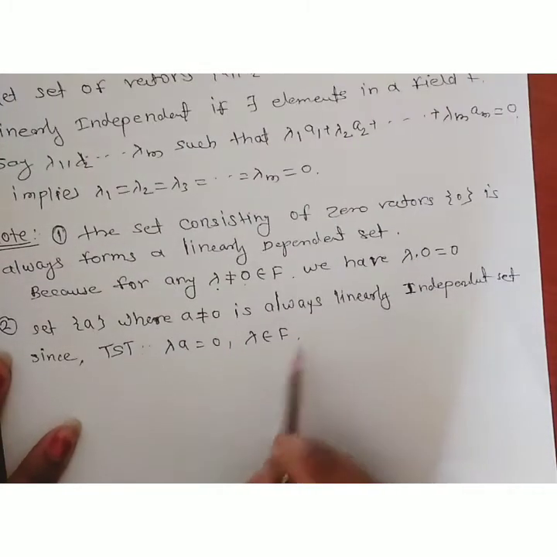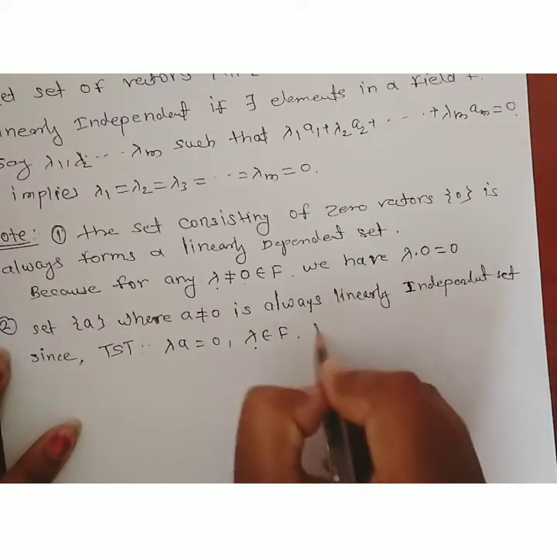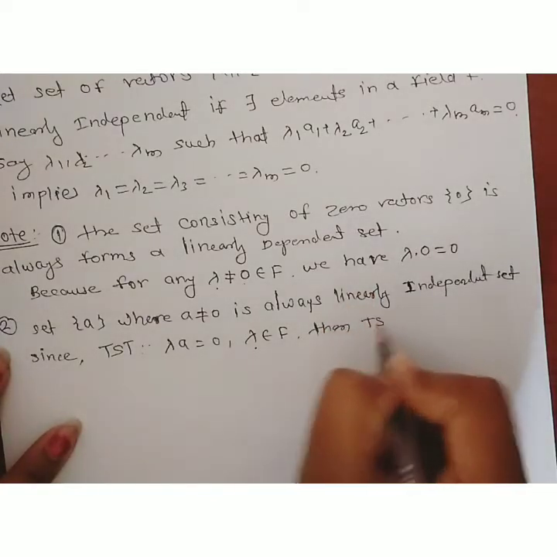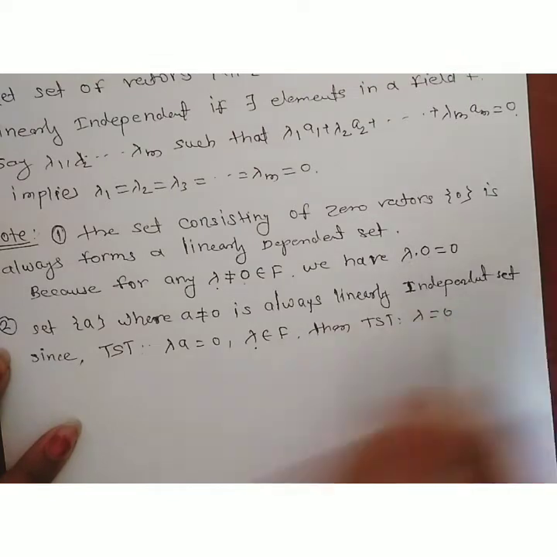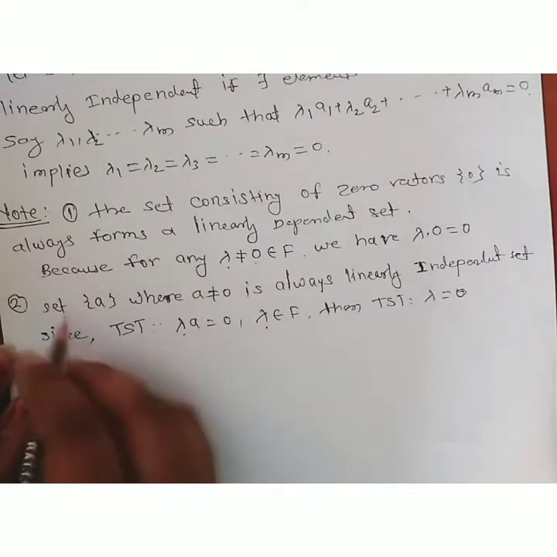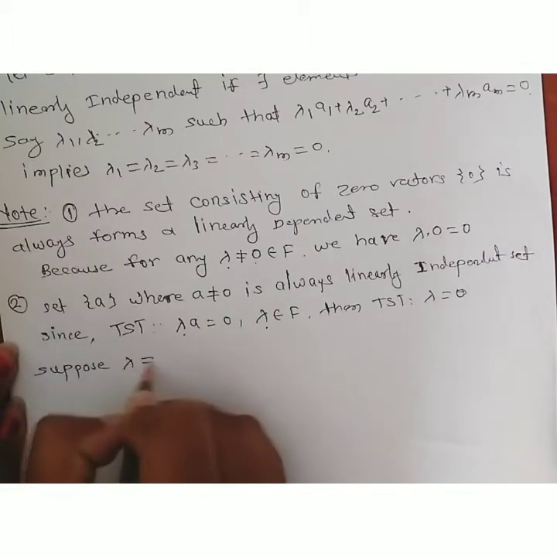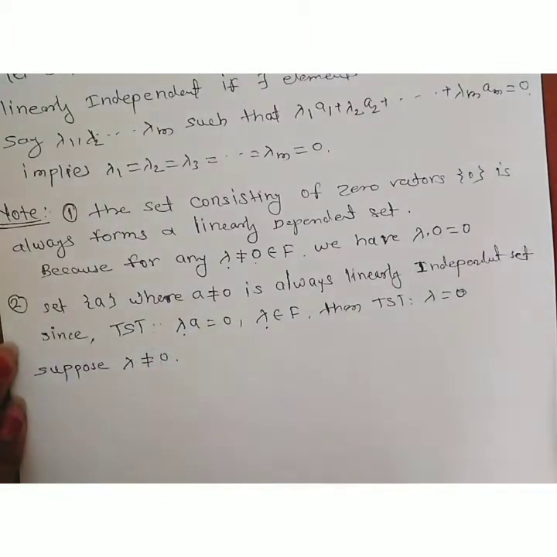if we consider any scalar lambda over the field F such that the linear combination lambda into A is equal to 0, then we have to show that lambda is equal to 0. We have to show that the set is linearly independent. For this we have to show that this lambda must be 0. Now, on the contrary, suppose that this lambda is non-zero.